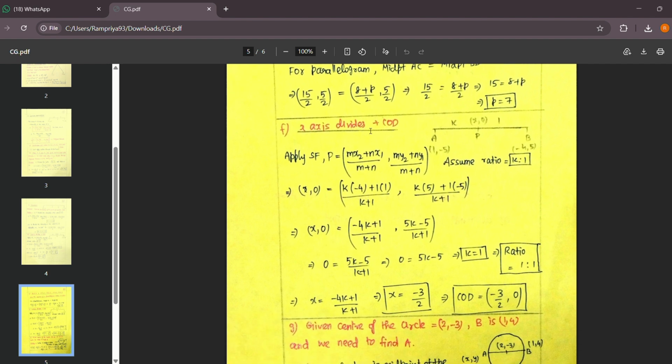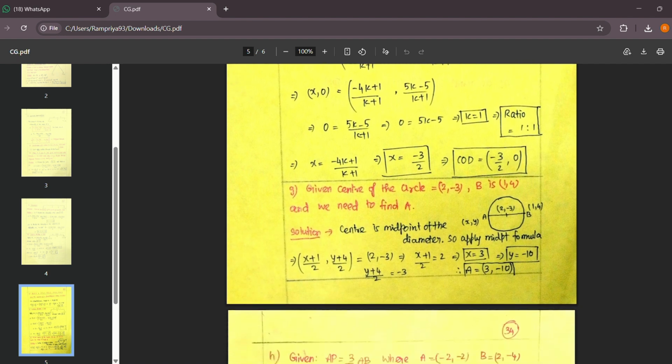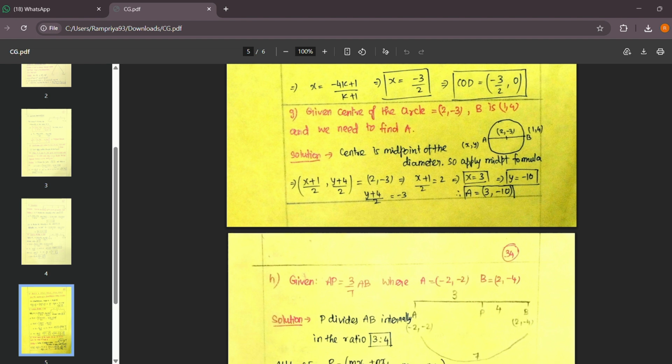Simple one. And x-axis division. We already saw y-axis division. Here it's x-axis division. So the x-axis is represented by x, 0. Just apply the section formula. Assume the ratio to be k is to 1. Equate the y coordinate to be 0. So you get k as 1. So the ratio is 1 is to 1. So now equate the x coordinate. Substitute the value of k. You will be getting the answer. Coordinates is minus 3 by 2, 0. Simple question. So if you understand the concept better, you will be able to answer any kind of question.